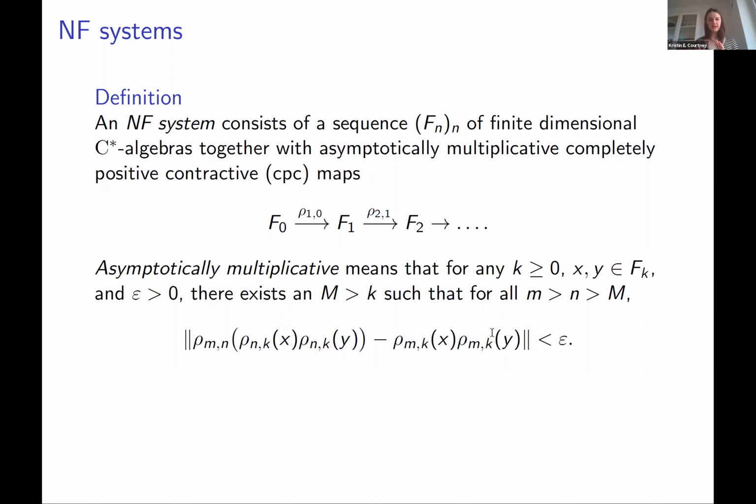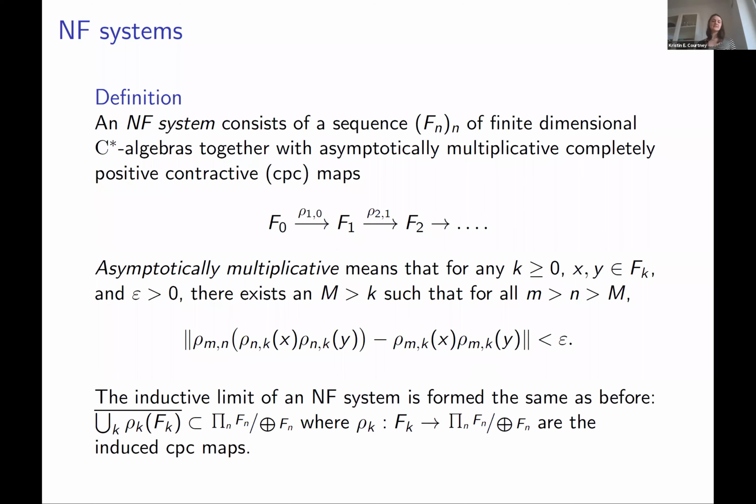Now, this is a little more complicated than the naive attempt, which would be where you just want rho_mk of x times rho_mk of y to be close to rho_mk of xy for little m sufficiently large. But it turns out that's a little bit too strong, and it goes against this idea that we don't want on-the-nose behavior at any sort of finite step.